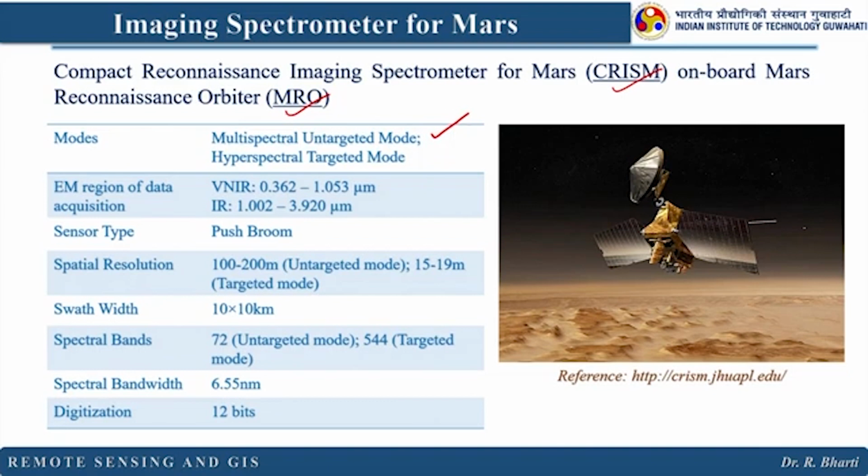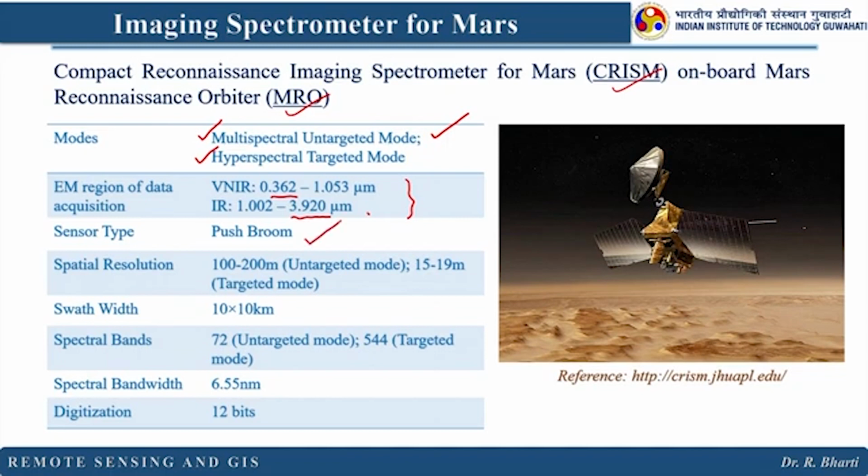So it can measure the images in two different modes. First one is multispectral, next one is hyperspectral. So it can capture both types of data. Then it works between 0.362 to 3.920 micrometer. So this is very important to see whether this wavelength is useful or not. Then the sensor type is push broom.